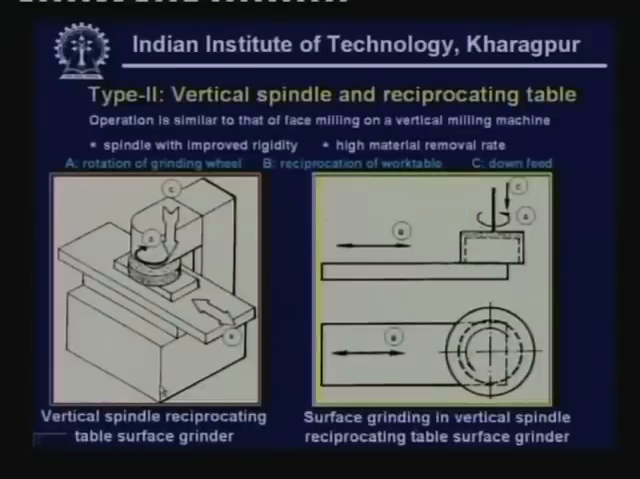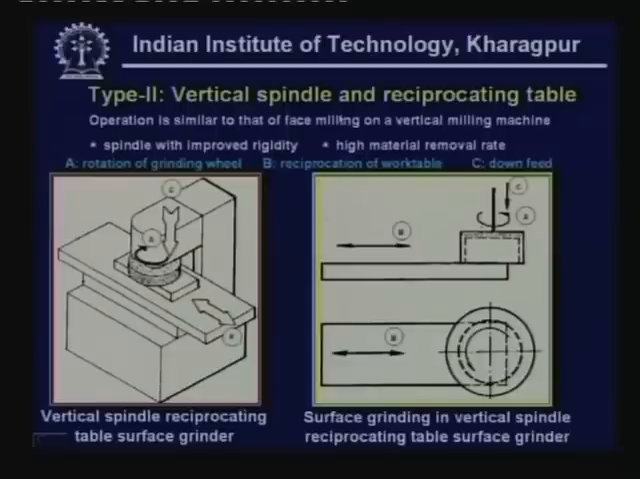Now, what we have seen in the surface grinder is actually very similar to the slab milling operation, but now we see the vertical spindle reciprocating table surface grinder. Here we have all the basic features of a grinding machine, namely the column, the base, the saddle, work table and the wheel head. Here, of course, the wheel axis is vertical, and if we look carefully, the wheel is a cup shaped wheel.